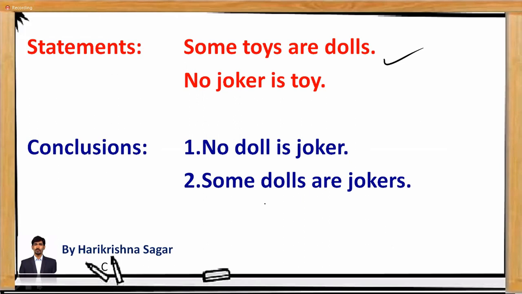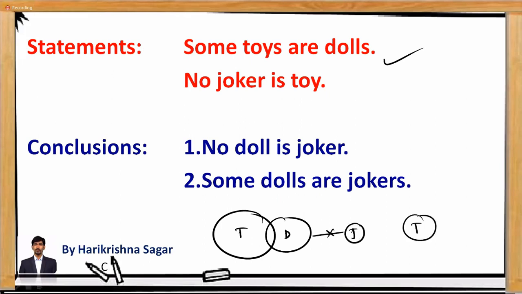Some toys are dolls. I'm taking it like this. No joker is a toy. Or otherwise, we can also take it like this: some toys are dolls and no toy is a joker. Look at the first diagram and conclude. No doll is a joker. Yes, the first one is a correct conclusion. Some dolls are jokers, the second one is a wrong conclusion.